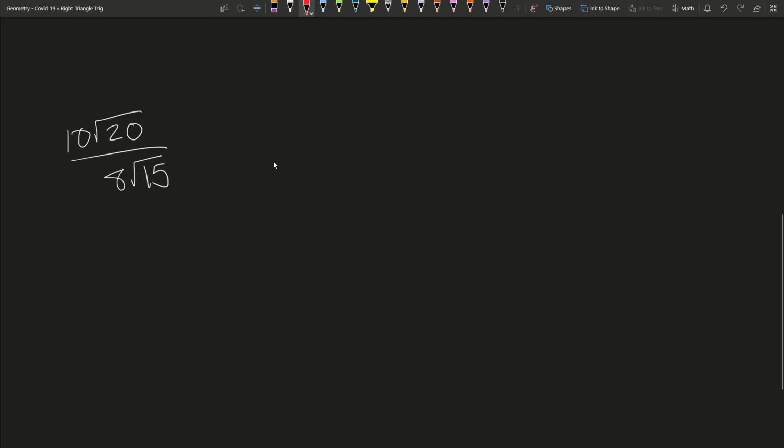The first thing we need to do is to simplify what is simplifiable, right? So there's the 10 over 8. And if we just simplify that part, we get 5 over 4.